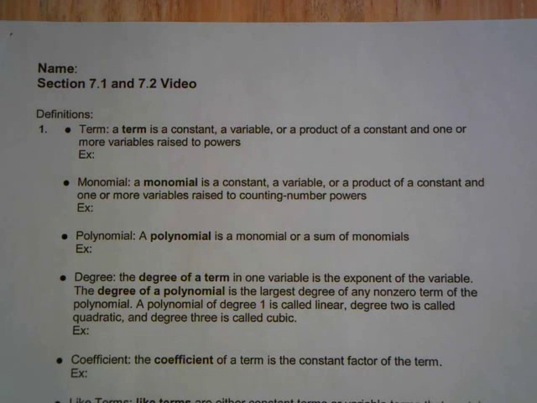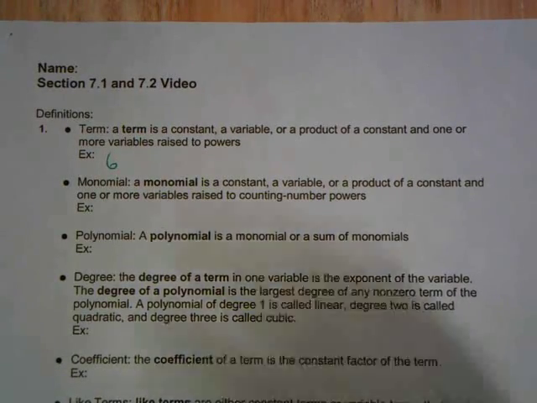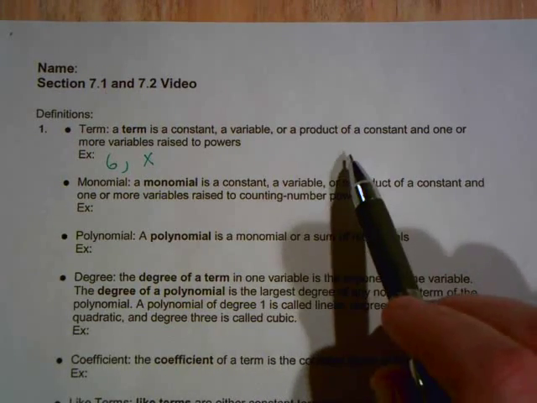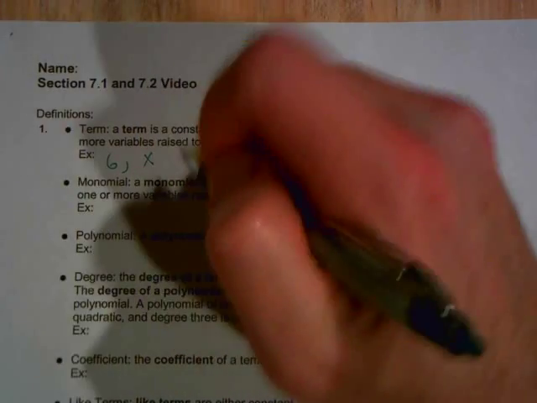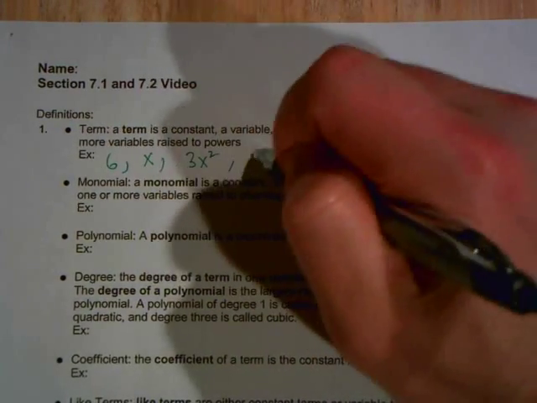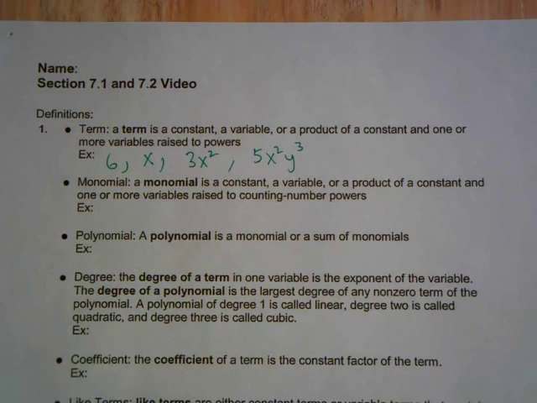A term is a constant, a variable, or a product or constant of one or more variables, raised to powers. For example, 6. It says a term is a constant. There's a term, just a number. A term could be a variable, like x. Or it could be a product of a constant in one or more variables. So a term could be 3x squared, or it could be 5x squared y cubed. Those are all terms.